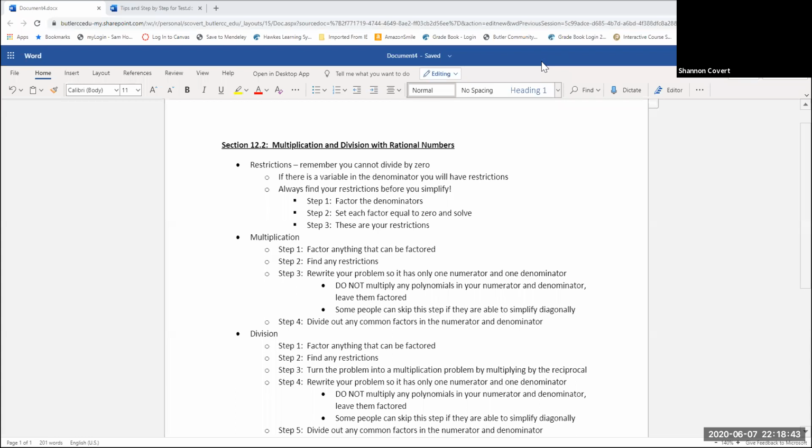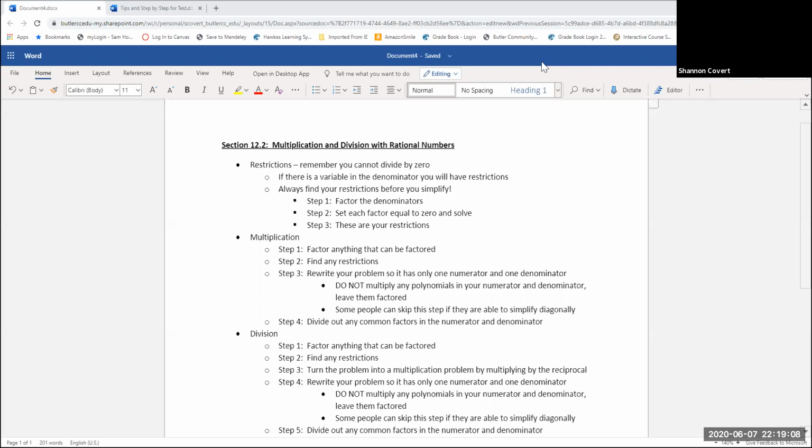Remember, you cannot divide by 0. If you have a variable in the denominator, you will have restrictions. Always find your restrictions before you simplify. So this needs to be the very first step. You don't want to factor and divide things out. You want to take your original problem and determine what your restrictions are based on the original problem.